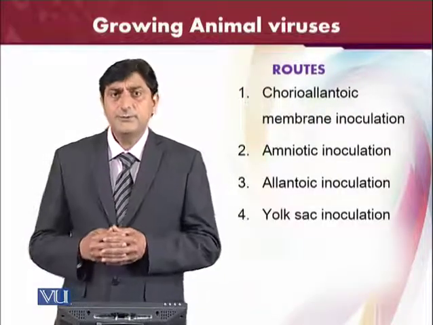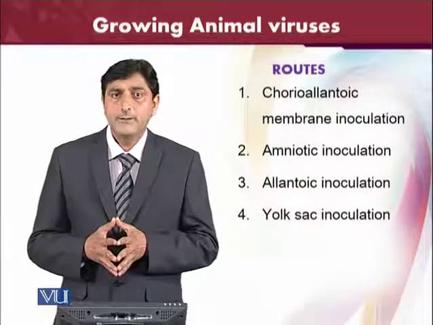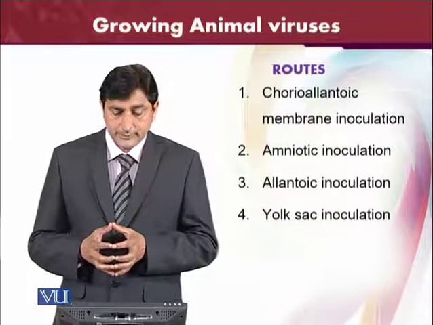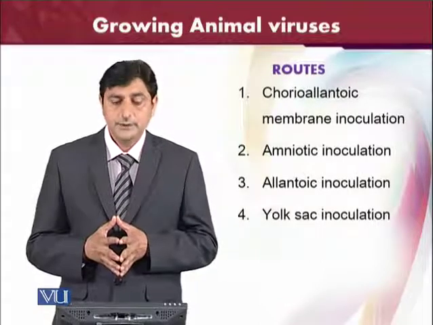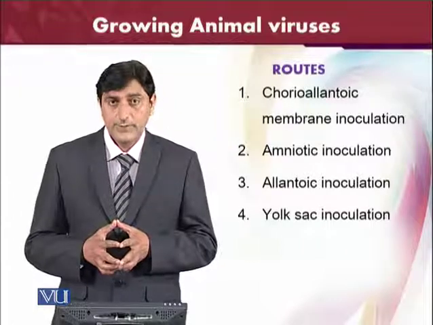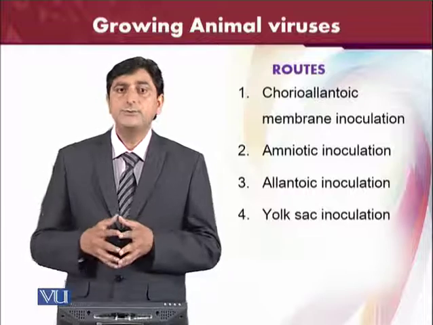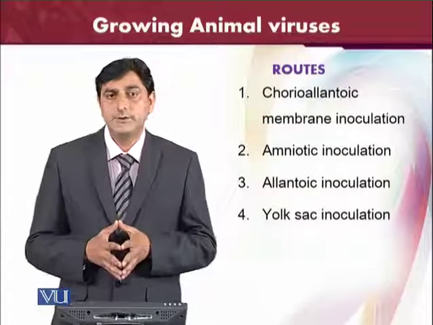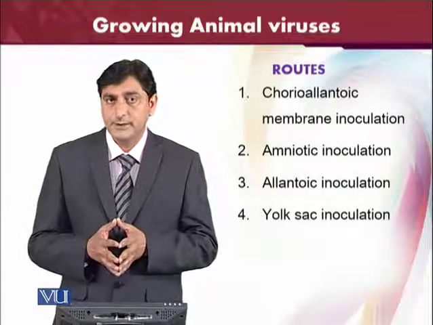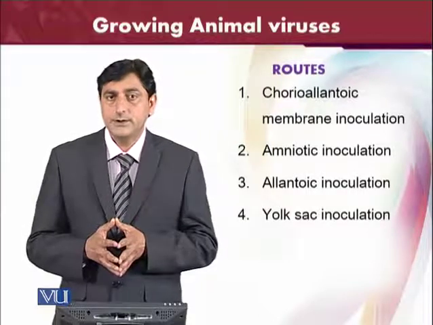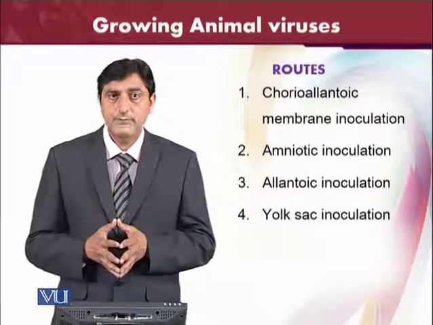There are different routes for the inoculation of the viruses inside the embryonated eggs. Most important of them are chorioallantoic membrane inoculation, amniotic inoculation, allantoic cavity inoculation, and yolk sac inoculation. You have already seen in the last slides what the shape of the embryonated egg is, and we can inoculate the viruses in these cavities one by one. We will study them later in detail.